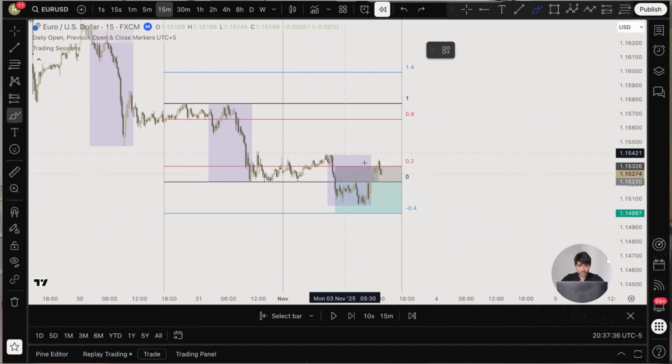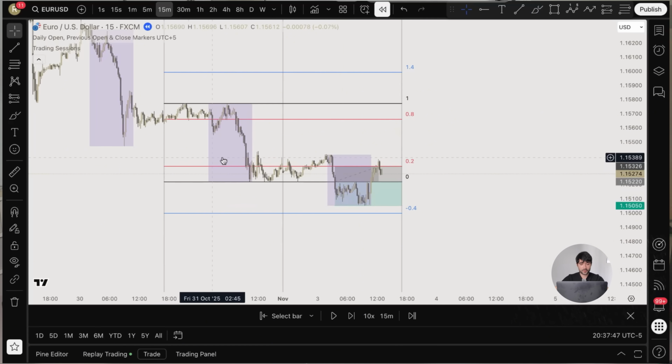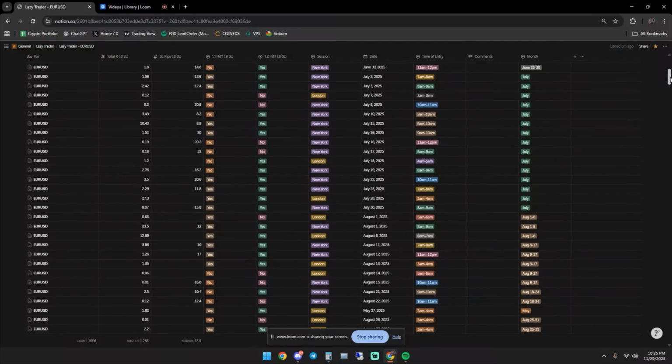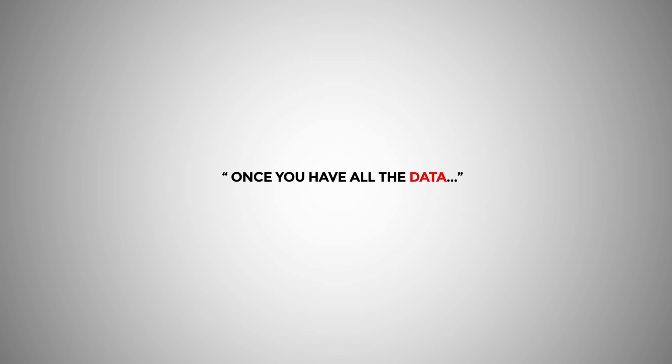So we are stopped out on this trade. It went ahead and reversed to this 0.2 level. This trade ran a total of 1.6R. So when you're doing your back testing, it's super important to know how much R the trade ran. So that way you can collect all of your data, come to a conclusion yourself as to what RR is the most profitable. And once you have all the data, that is when you can form yourself a set of rules.